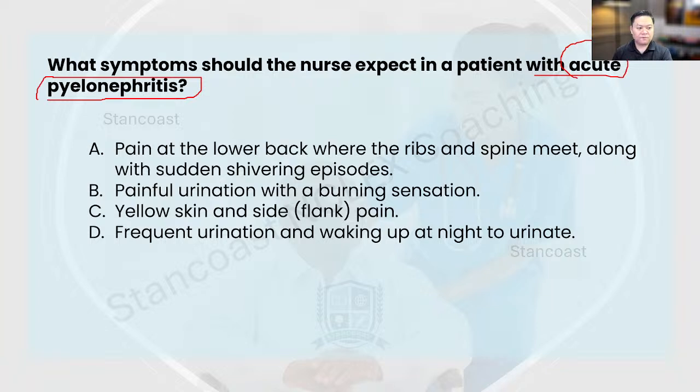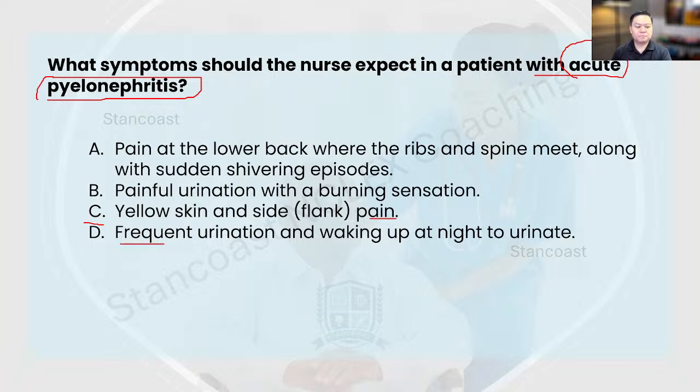The association of the manifestation is something that you need to decide here. Now, for letter C, yellow skin. So what is that all about? Yellow skin and flank pain. Well, we did not talk about the changes in the color of the skin in acute and chronic pyelonephritis. However, this is something that you can see in a patient with a liver or probably a gallbladder issue, or it could be a hepatitis infection, or maybe an obstruction in the bile duct, and it's not going to pinpoint the pyelonephritis at this point. Now, even though it says flank pain, it's going to make the option half correct, half erroneous.